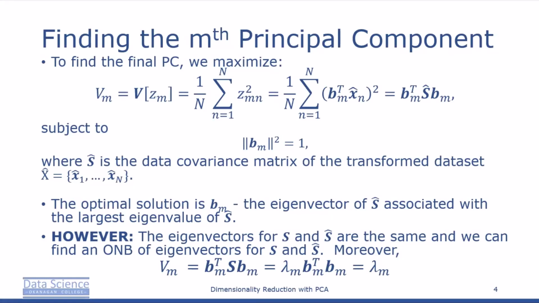This means that the variance of the data, when projected into an m-dimensional subspace, equals the sum of the eigenvalues that are associated with the corresponding eigenvectors of the data covariance matrix.